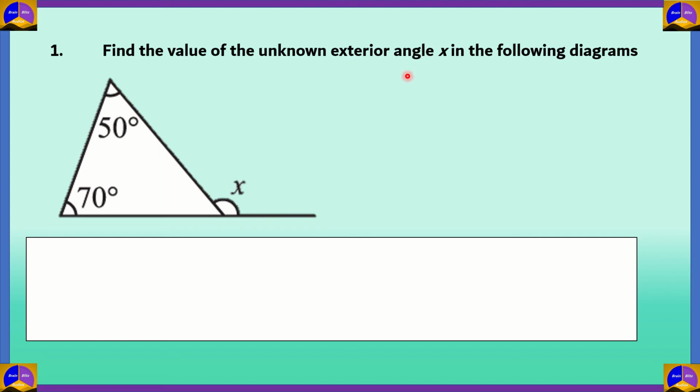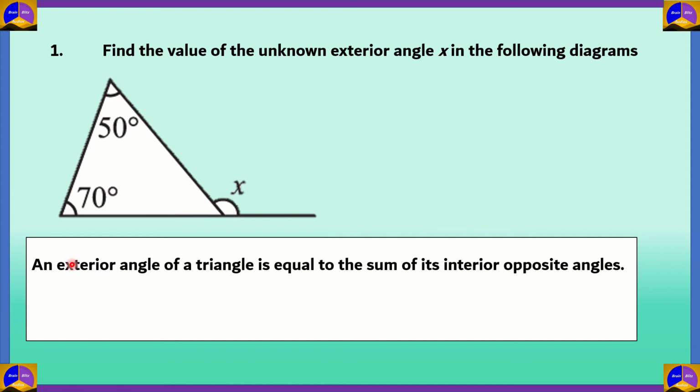So, for solving this question, we have to look at a property. The property suggests that an exterior angle of a triangle is equal to the sum of its interior opposite angles. Now, what this means is that, exterior angle of a triangle. So let's draw a triangle and extend one of its lines, and this angle right over here is one of the exterior angles of the triangle.